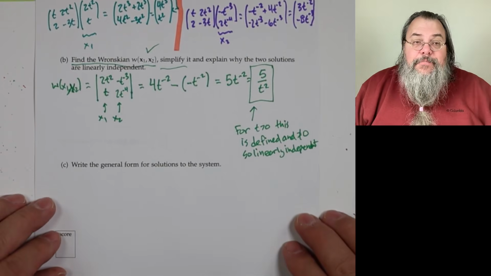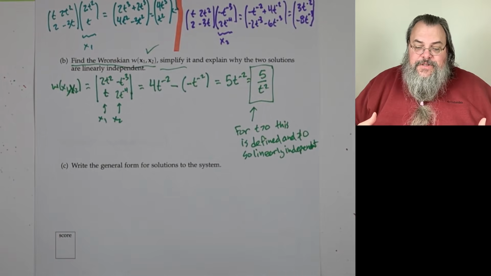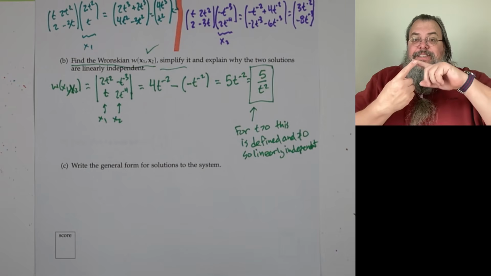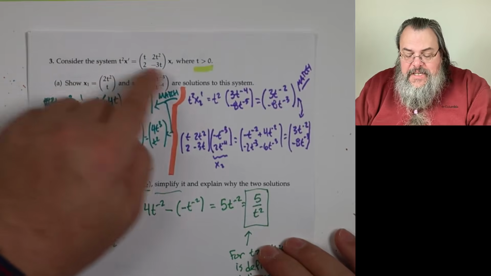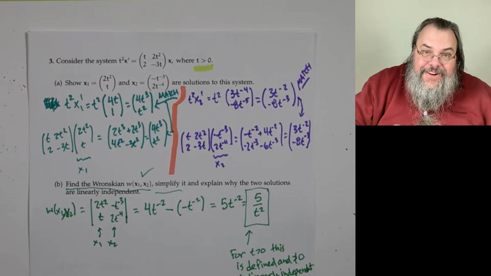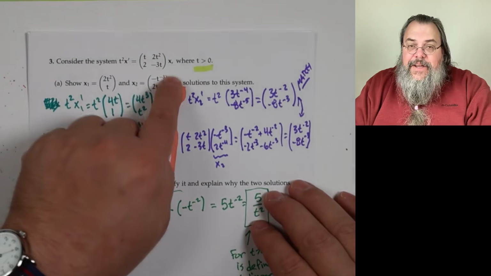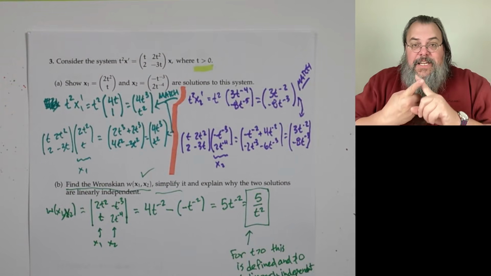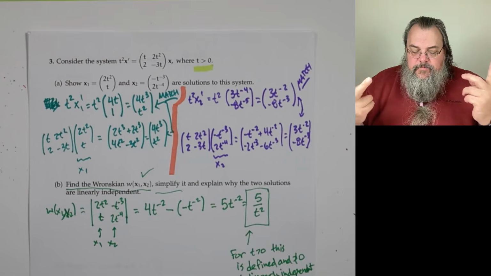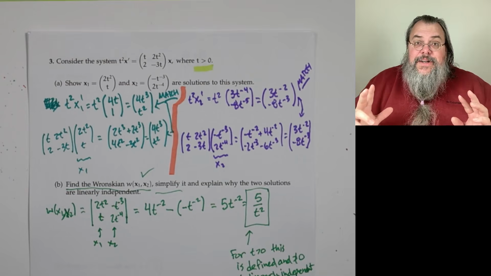Now, part C. Write the general form for solutions to the system. Well, it's linear. You might say, well, wait, is it linear? There's a whole bunch of t's here. It's still linear, right? The linear is looking at how the x prime and the x are in. This is a linear system. It's linear. It's homogeneous. It's not constant coefficient, but that doesn't matter.